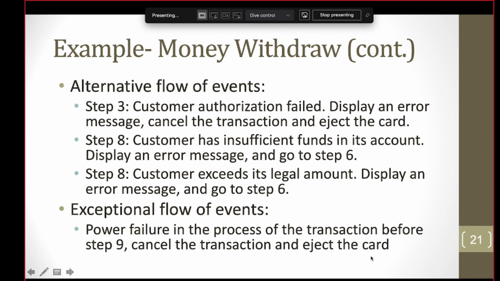These exceptional flow events are not very common. They might happen one in a million or one in a thousand instances, where the system should be in a position to handle that as well. Any questions?